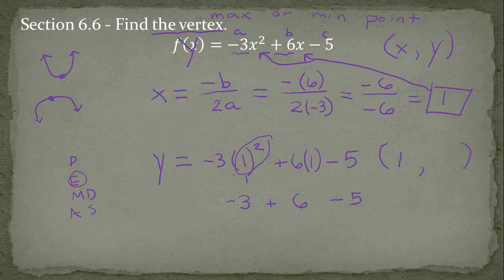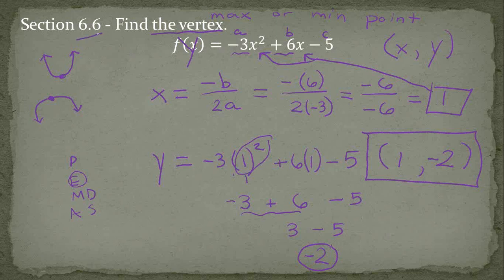And now I will add and subtract from left to right. Negative 3 plus 6 is 3. And 3 minus 5 is negative 2. Y equals negative 2. The vertex is 1, negative 2.